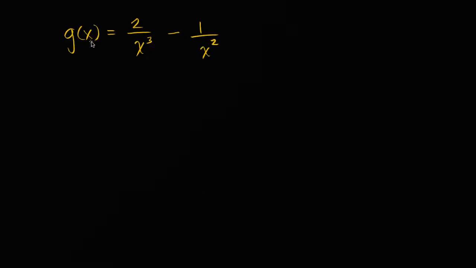So we have the function g of x, which is equal to 2 over x to the third minus 1 over x squared. And what I want to do in this video is figure out what g prime of x is. And then I also want to evaluate that at x equals 2. So I want to figure that out, and also what that evaluates to when x is equal to 2. So what is the slope of the tangent line to the graph of g when x is equal to 2?